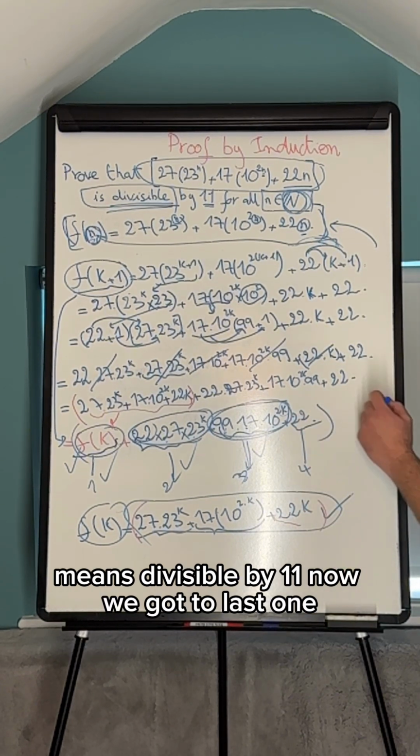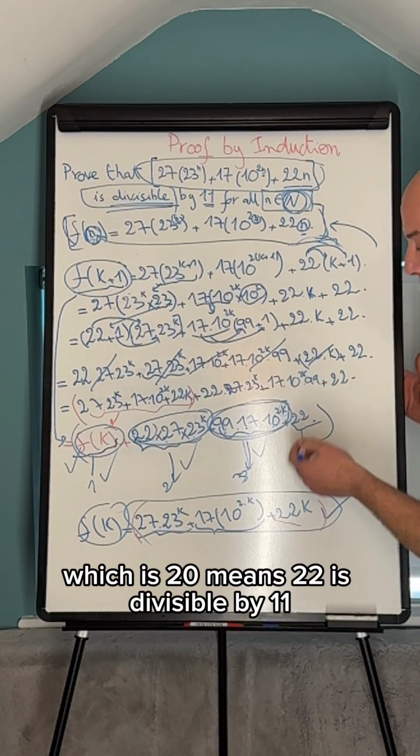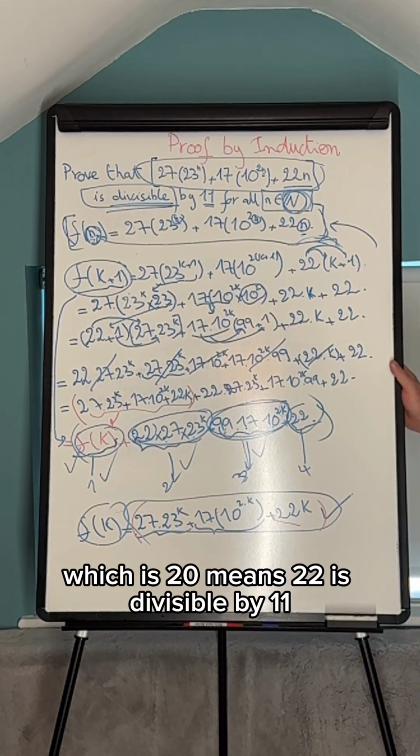Now we go to the last one, which is 22. It's obvious. 22, we can write it as 2 times 11, which means 22 is divisible by 11.